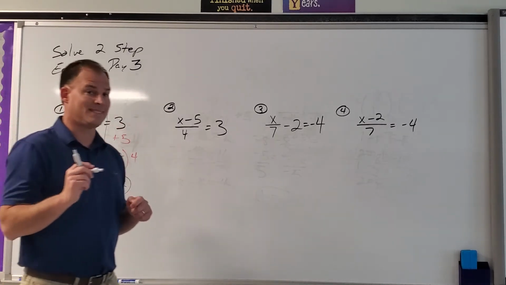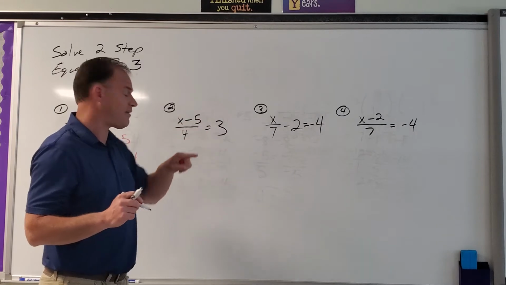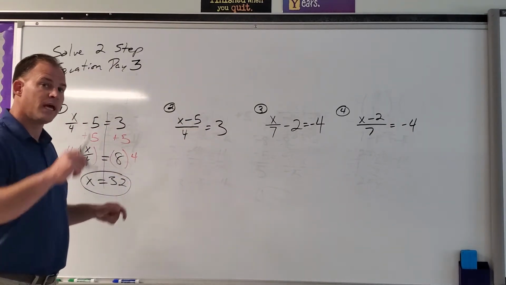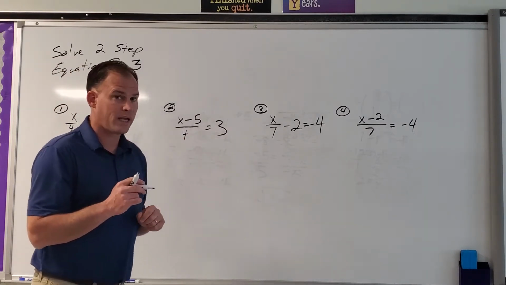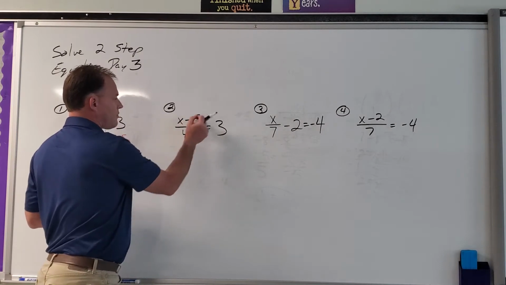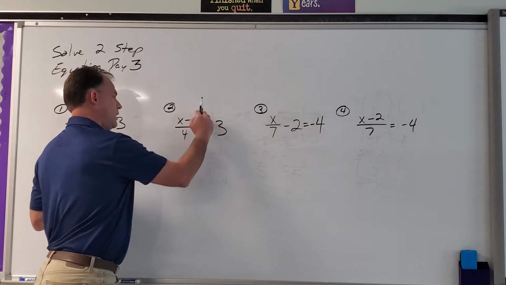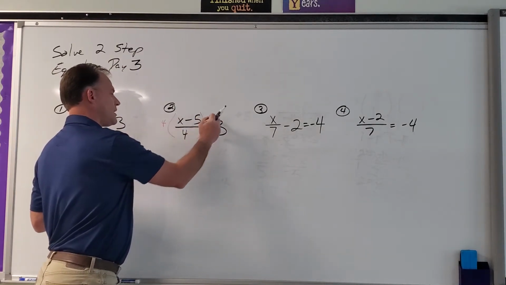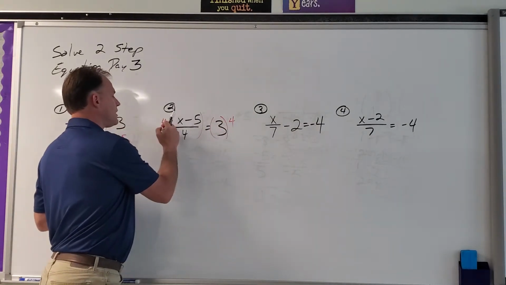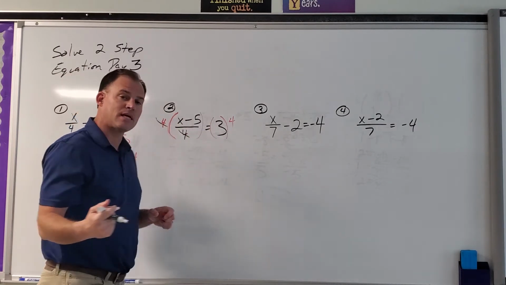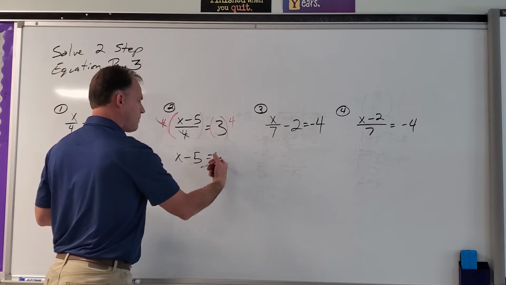Number 2, however, is different. Notice that the entire top has an x minus 5 in it, not just a plain x. It's very important for you to recognize these types of problems because we solve them in a different way. When I look at this problem here, I have the whole thing divided by 4. So my first step has to be getting rid of the division. And I get rid of that division with multiplication. Multiply by 4 on both sides. That clears out my division, and now the top is what's left over.